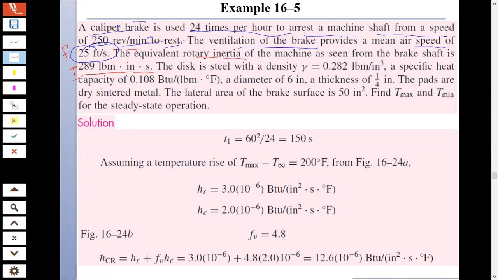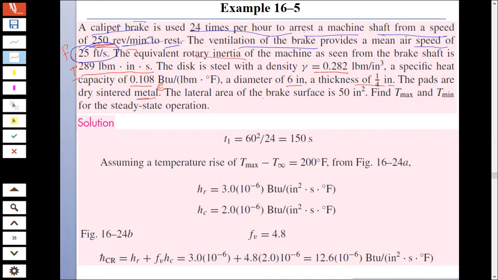Your F V, which you can calculate from this; that velocity is given to you, the speed is also given, and the number of times that the brake is used. The disc is steel with a density of 0.25 pound mass per inch cube. So the density of the steel for the disc is given to you, and the specific heat capacity, which is C, is also given. The diameter is 6 inches and the thickness is 1 by 4 inches, and the pads are dry sintered metal.